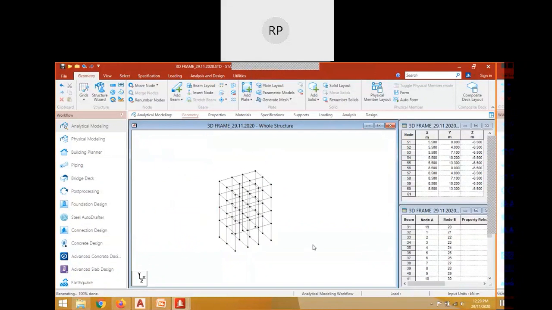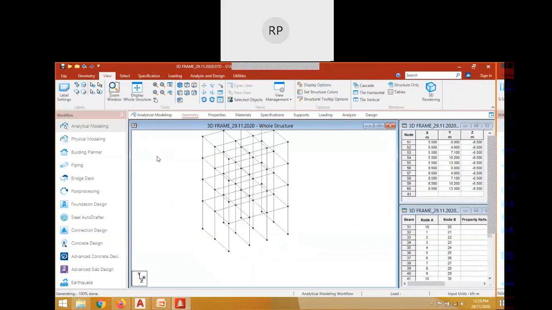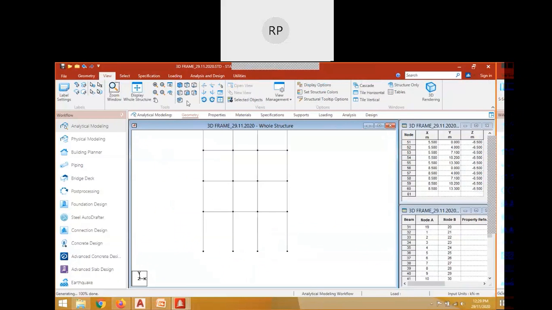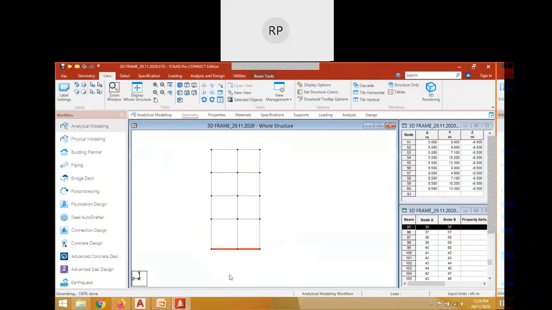Okay, now your three-dimensional structure is ready. Again, in this particular direction, I don't want this beam. So for that, I will go to the view command and check which view these beams are in. Yes, these are the beams which we don't want. Just click on this particular beam, and say delete.